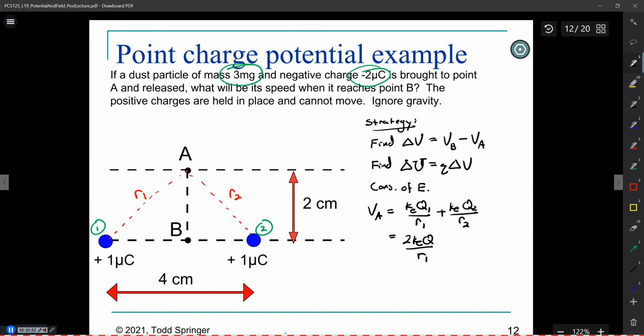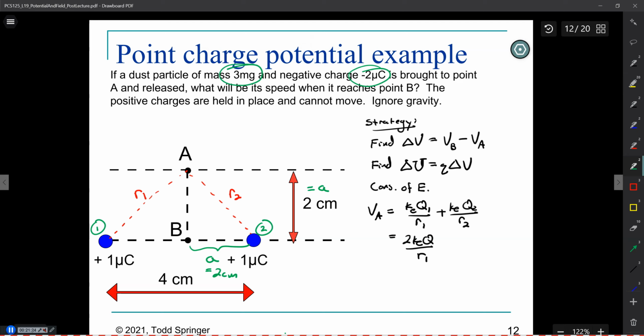Let me introduce a constant here. Let me call this constant A. So A is going to be the distance from the charge to the center point. And that A is going to be 1 centimeter, I think, right? Sorry, it's going to be 2 centimeters because there are 4 centimeters between the charges. But this height is also 2 centimeters. So this is also equal to A.